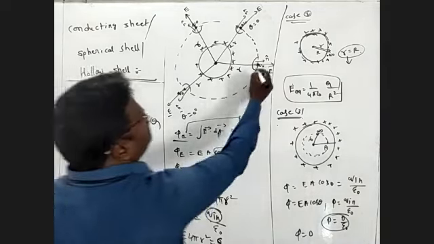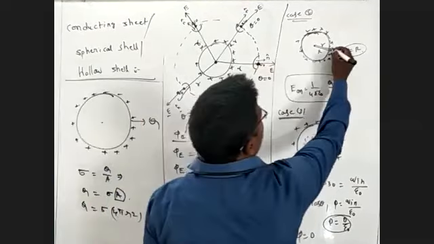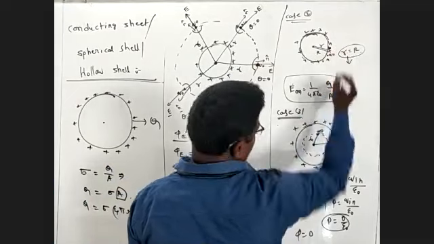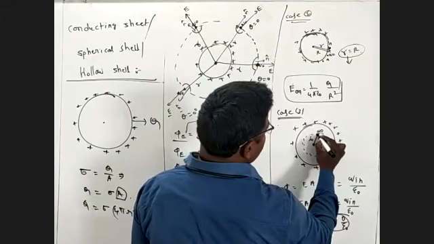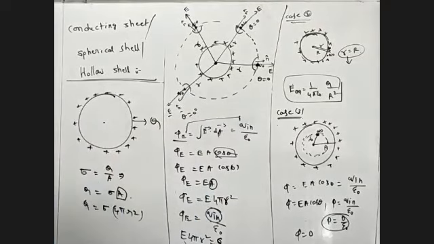Now we are finding the electric field outside. Next, we find the electric field on the sphere, and then the electric field inside the sphere. We calculate the electric field inside the sphere.